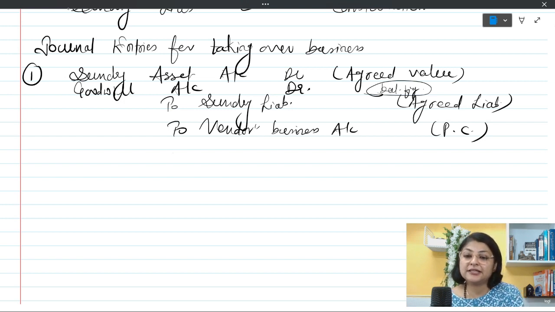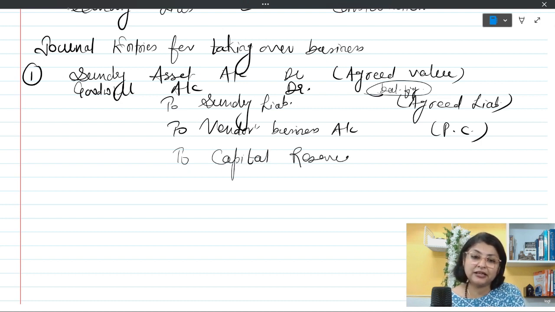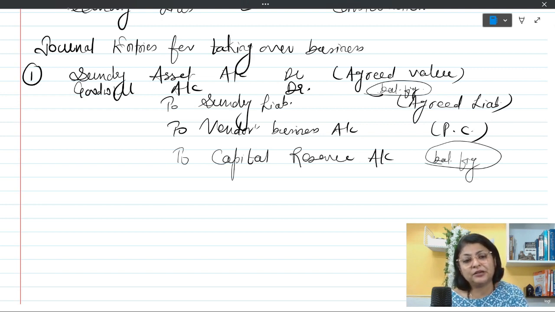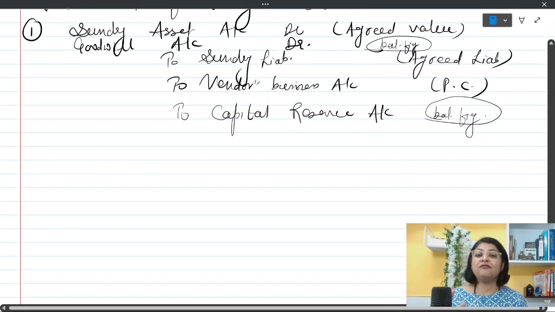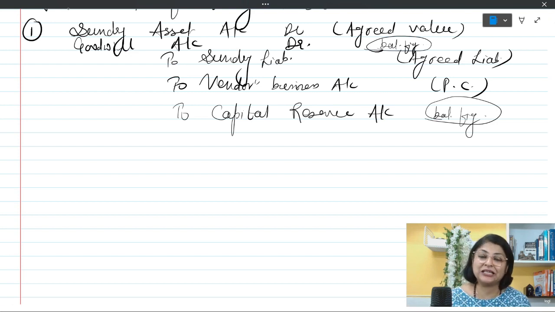But it's not necessary that all the time the balancing figure comes on the debit side. Sometimes the balancing figure can come on the credit side as well. When the balancing figure comes on the credit side, then it is called capital reserve. What is the meaning of capital reserve? Capital reserve means you have paid less to the business. You have taken over their assets, you have taken over their liability, and you should have paid the net amount. Net amount means assets minus liability.